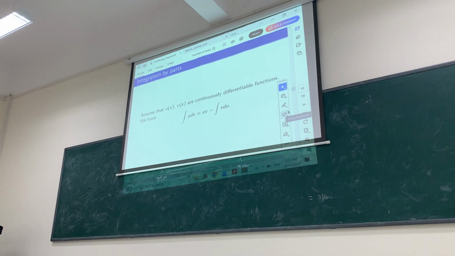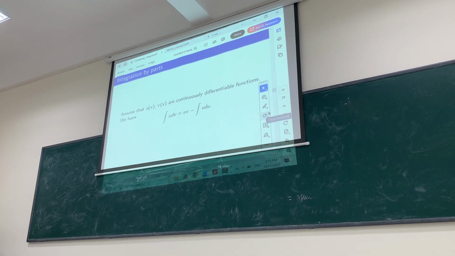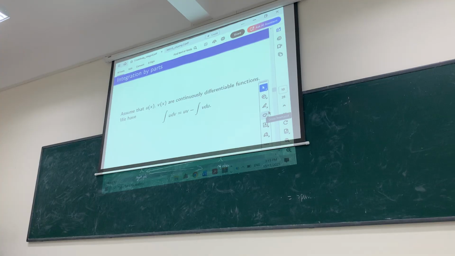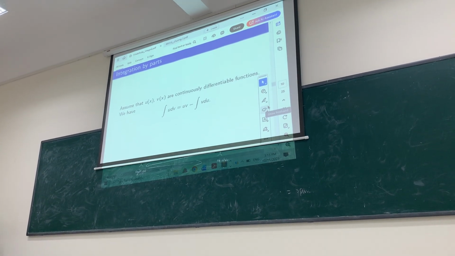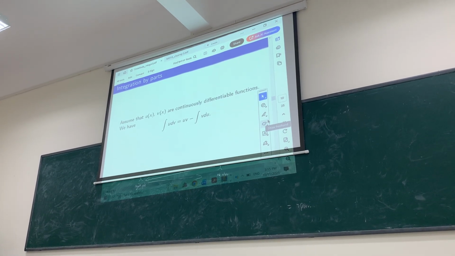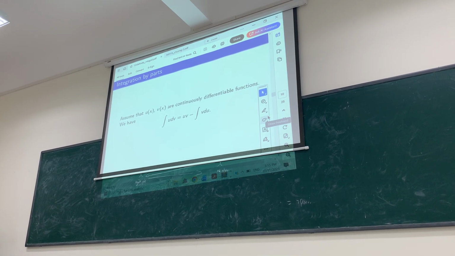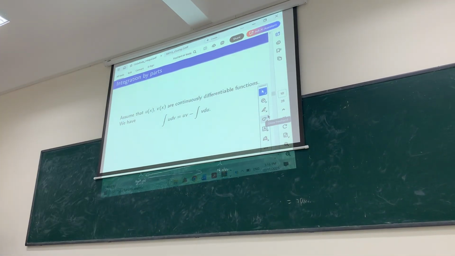Let u and v be continuously differentiable functions. We always have the integral of u dv is equal to uv minus the integral of v du. The formula here is said to be integration by parts.